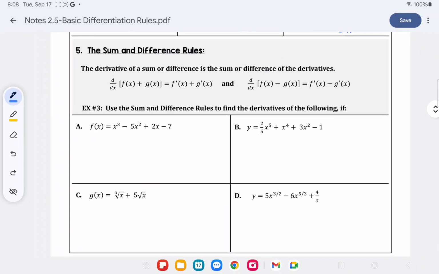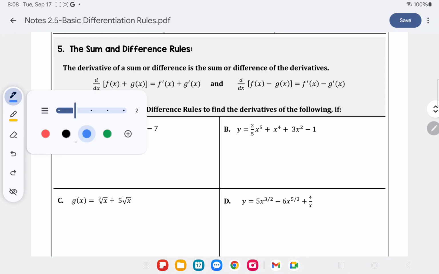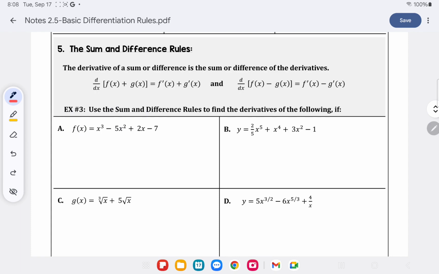So that's the power rule. The cool thing about the sum and difference rules is, if you have a function with multiple terms, you can basically just take the derivative of each term individually. So on this first example, f, I'm going to take the derivative of x to the 3rd power using the power rule. That's just 3x squared.